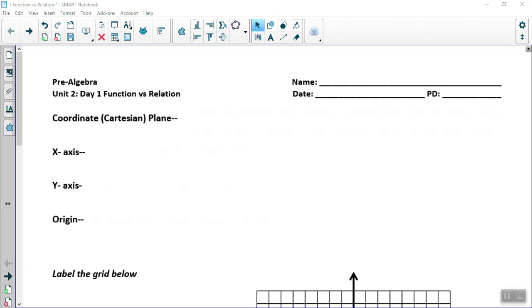Hi everyone, today we're going to begin Unit 2. We're going to start off our day 1 with functions versus relations. So let's start with some review vocabulary.